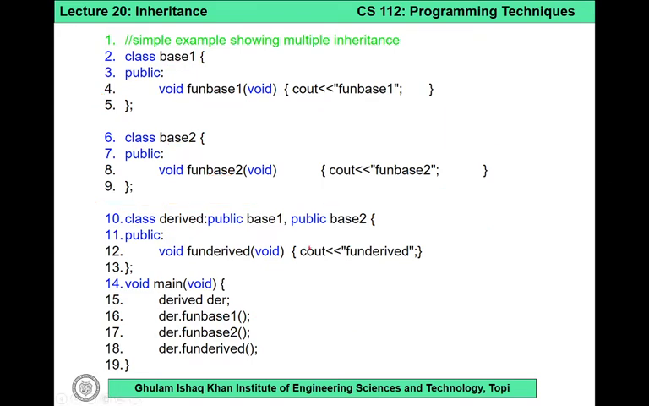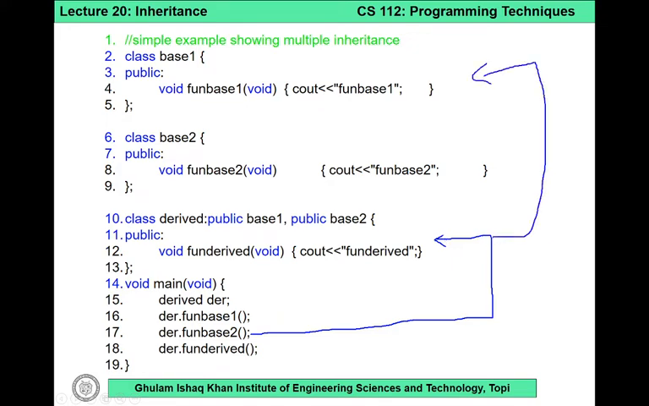Now in case of this line, through the derived class instance, we are calling the fun base 2 function. So it will first of all go to the derived class, and here it will try to find the fun base 2 function. It is not available here. So it will then go to the base class 1. It will try to search for the fun base 2 function. It is not available here as well. Then it will go to the second parent, and here it will find the fun base 2 and it will simply call this function.